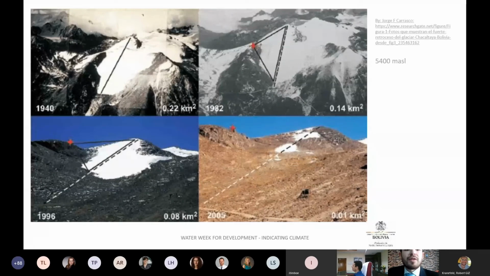Another clear example of climate change impact in Bolivia is Chacaltaya. Here we can see Chacaltaya, which is one of the main glaciers in Bolivia. Its altitude is about 5,400 meters. And once we were able to ski here, but now it has almost completely melted away. We have no snow now in Chacaltaya. So I'm just showing some impacts from climate change in Bolivia now.